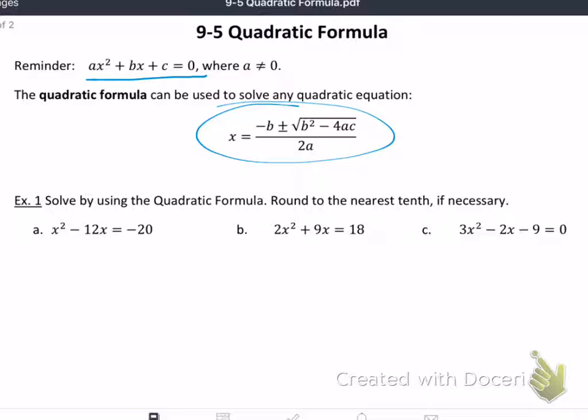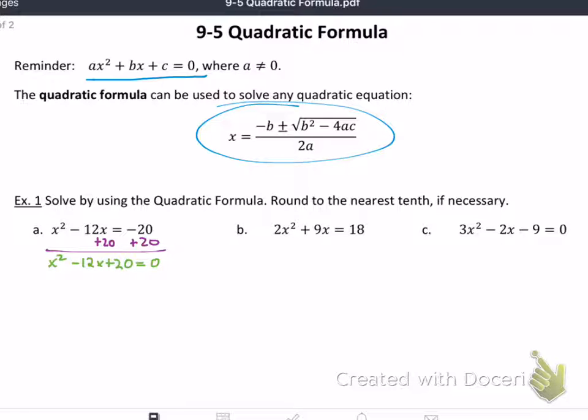So this first example here, it says solve the following equation using the quadratic formula, round to the nearest tenth if necessary. So here I have x squared minus 12x is equal to negative 20. So in this case, you got to make sure zero's on one side. So I'm going to add 20 on both sides for me to get x squared minus 12x plus 20 is equal to 0.